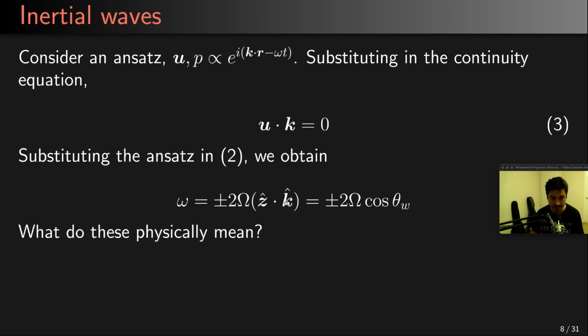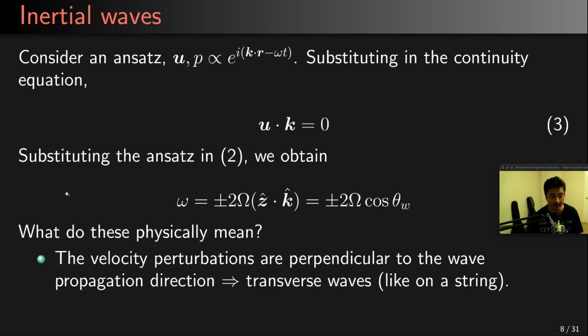And you can see that this dot product can be written in terms of just the cosine of the angle that the wave vector makes with the rotation axis. And so what you can see here is that this is a cosine, while in the case of the particle you had a sine of the angle, which shows that the angle that the particle displacement makes with the rotation axis is actually complementary to the angle that the wave vector makes with the rotation axis, which leads to the same conclusion, that the velocity perturbations are perpendicular to the wave propagation direction. So these are transverse waves, just like on a string.